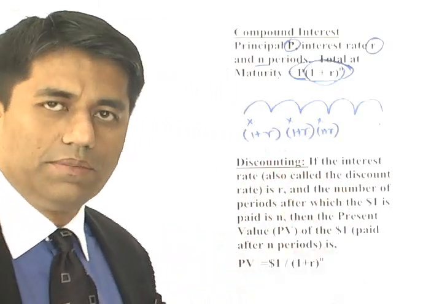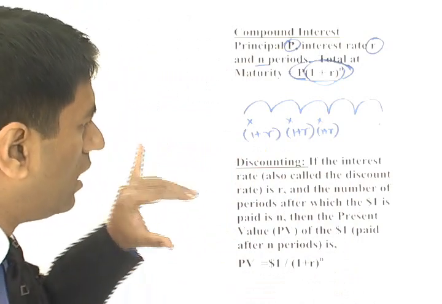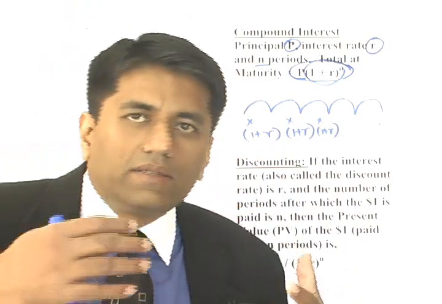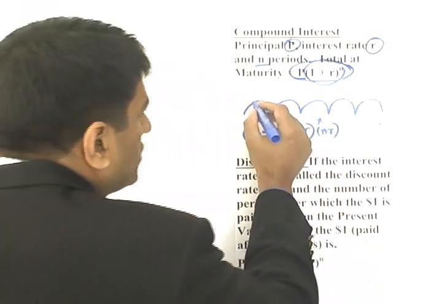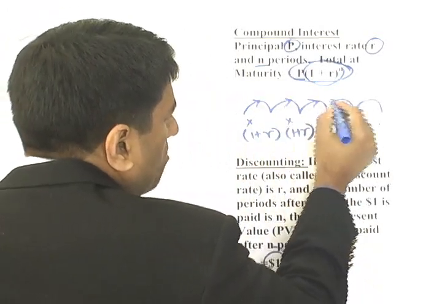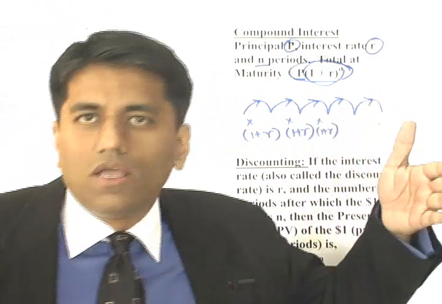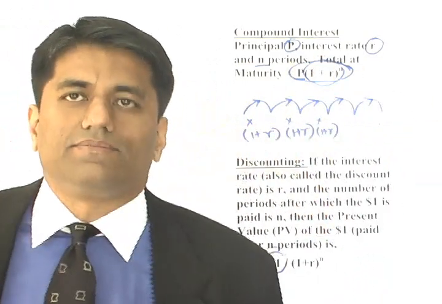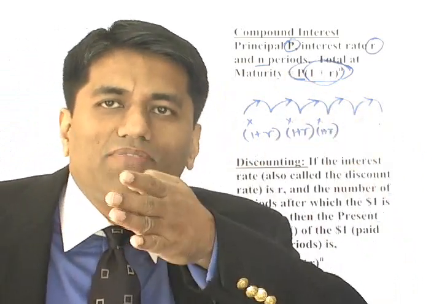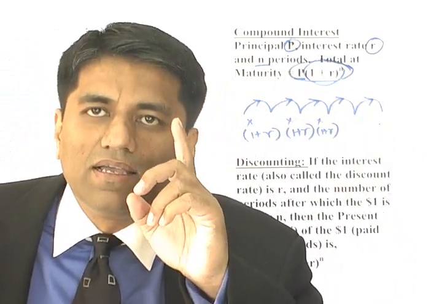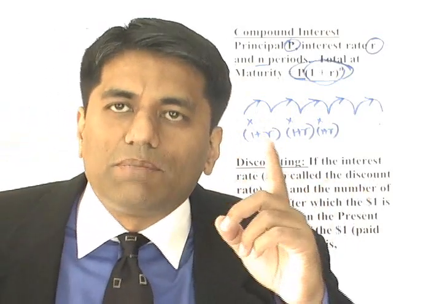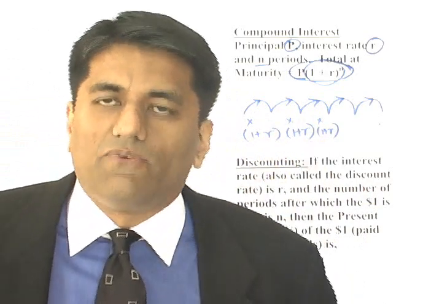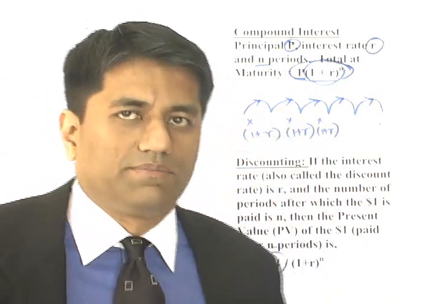Similarly for discounting, suppose you are paid $1 n periods from now. So now instead of moving forward by n periods, you are now moving back by n periods. And each time you move back by a period, you're supposed to discount by the factor 1 plus R, also known as 1 plus D, where D is the discount rate, which is also the rate of return or interest rate.